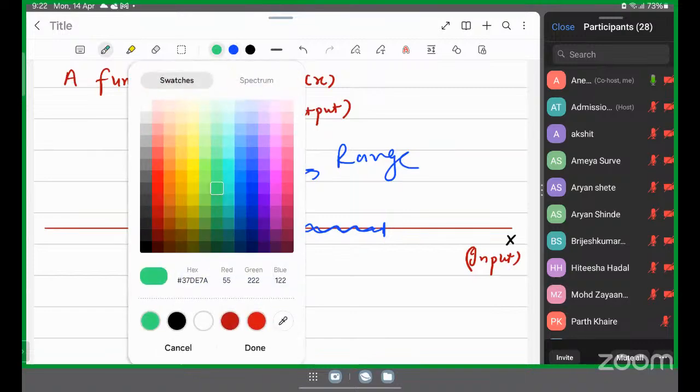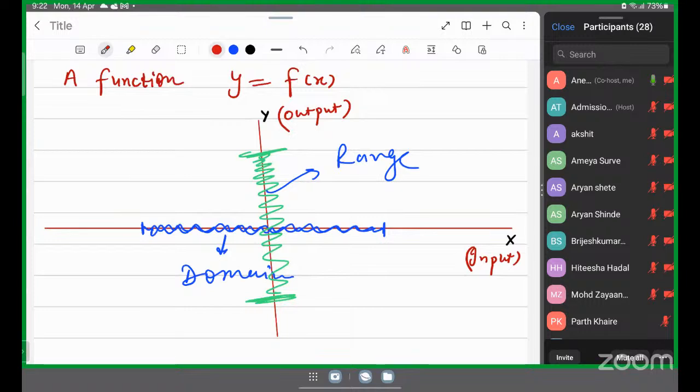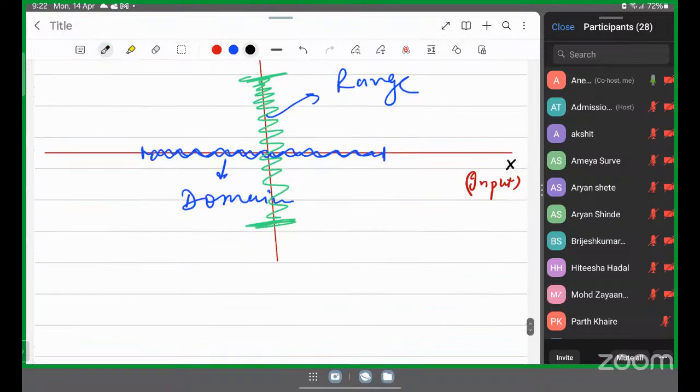At this point, what I am trying to say is that a function can also be given in the form of a graph, or it may be a plot on the x-axis and y-axis. If that is the case, then the x-axis will give input and the y-axis will give output, which means domain points will be on the x-axis and range points will be on the y-axis. The complete y-axis can also be considered as codomain. Understood?